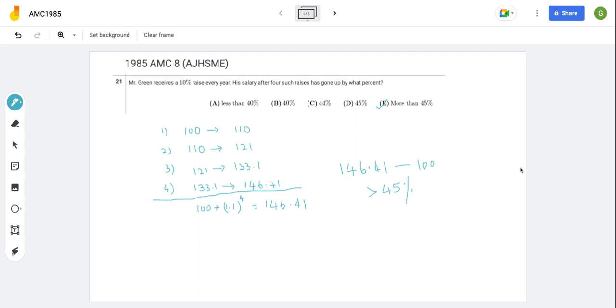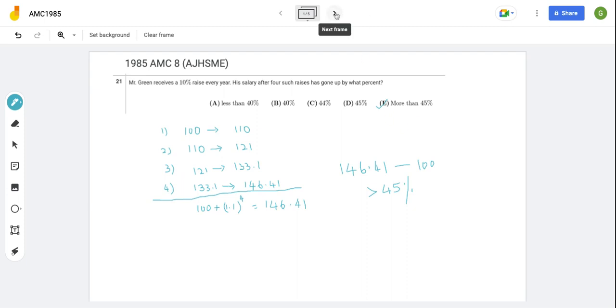We are going to assume that Mr. Green's salary is 100. So a raise of 10% will bring it to 110 in the first year and 121 in the second year, 133.1 in the third year, and at the end of the fourth year, it's going to be 146.41. This can also be calculated as 100 times 1.1 to the power 4, which will give you the same answer. Now, when we subtract 100 from 146.41, we get around 46.41, which is more than 45%, and that's your answer.